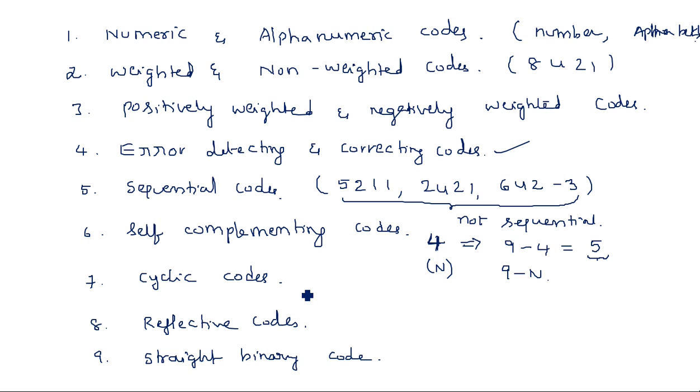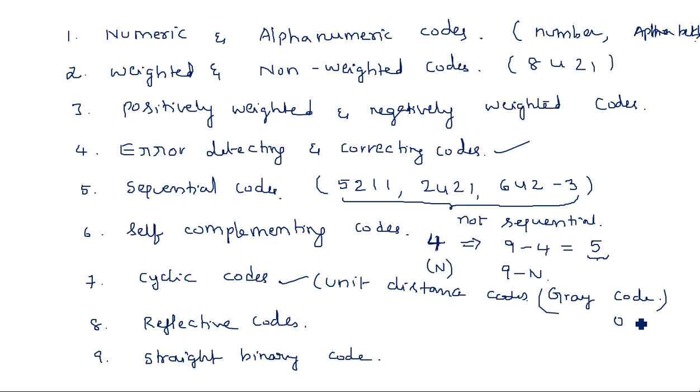Next one is cyclic codes. Cyclic codes are those in which each successive code word differs from the preceding one. We cannot use the same number. They are also called unit distance codes. The example for this one is the gray code.